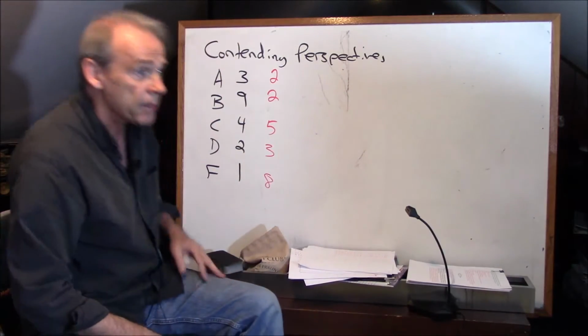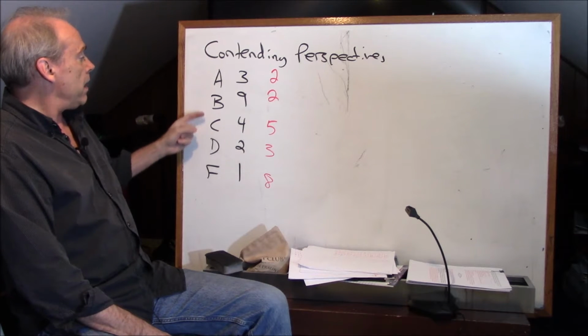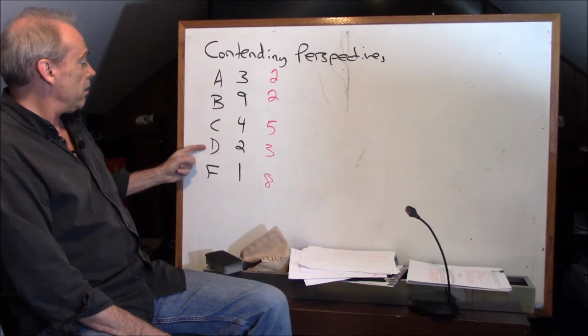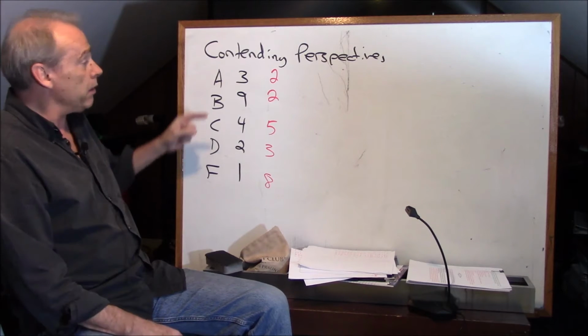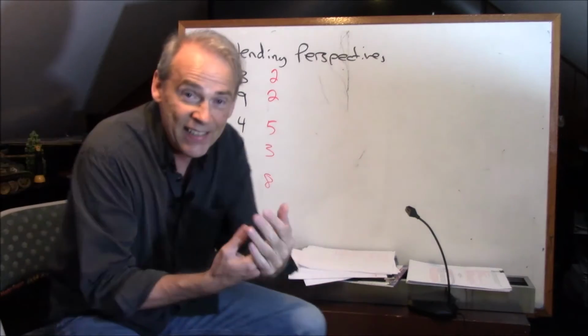However, I can tell you this. These are the grades on exam 2: 3 A's, 9 B's, 4 C's, 2 D's, and an F. Compared to exam 1: 2, 2, 5, 3, 8. So I think I worked it out.